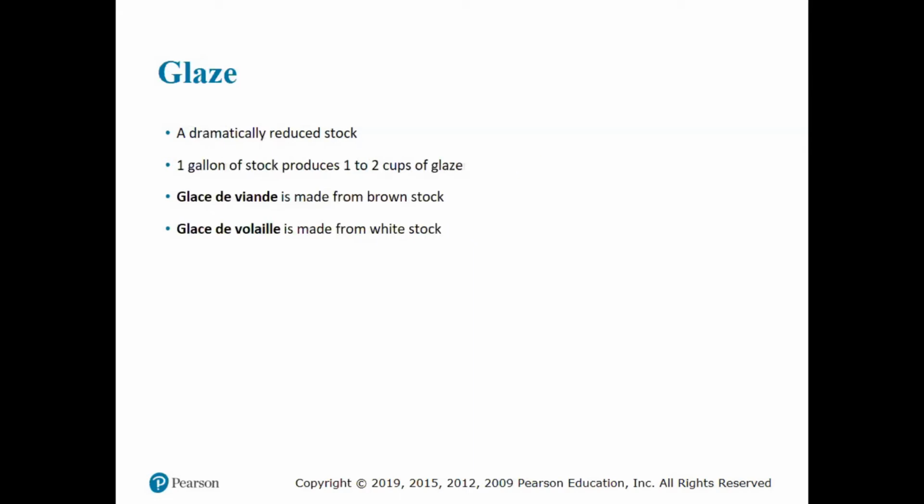A glaze. A glaze is where you take your finished stock and you simmer it to evaporate the water. It's a dramatically reduced stock. So the basic ratio is 1 gallon of stock produces 1 to 2 cups of glaze. I go to the 1 cup side. So if you know that there are 8 ounces in a cup, and that each cup is a pint.